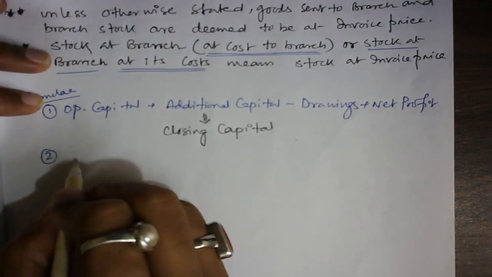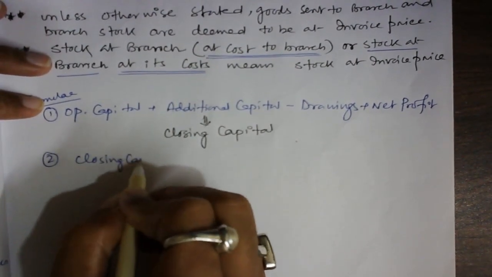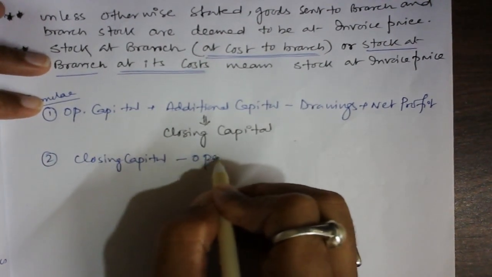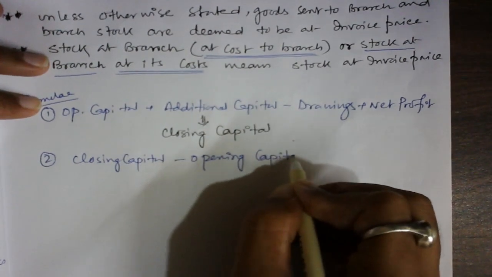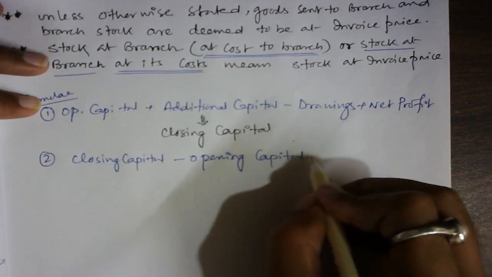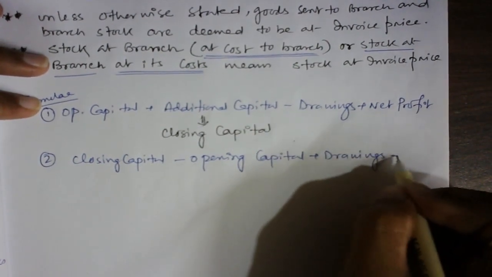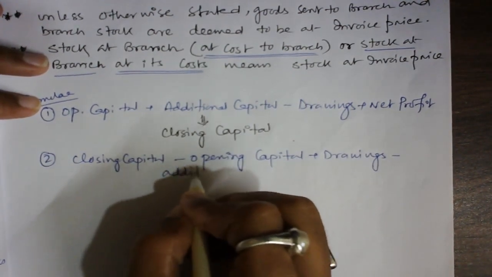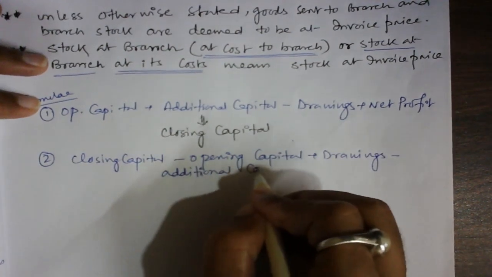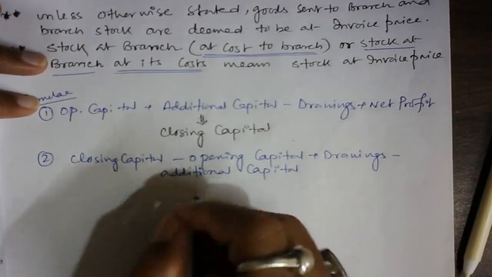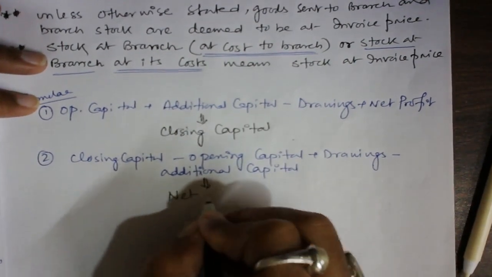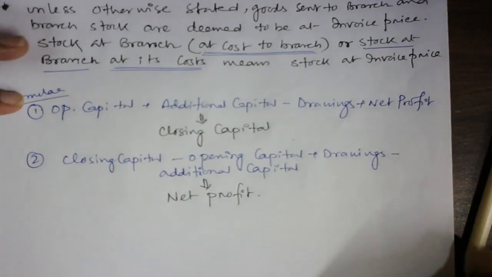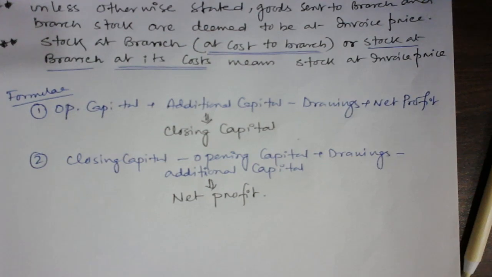Now formula 2: closing capital minus opening capital plus drawings minus additional capital will give you the result of net profit. So opening capital plus additional capital minus drawings plus net profit gives closing capital, and closing capital minus opening capital plus drawings minus additional capital gives net profit.